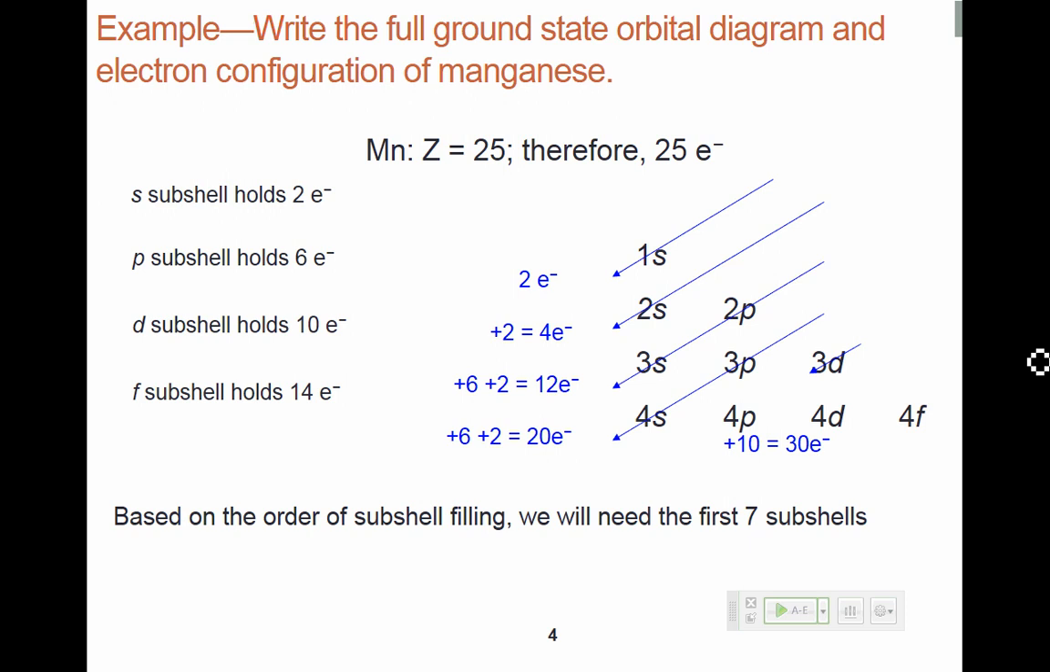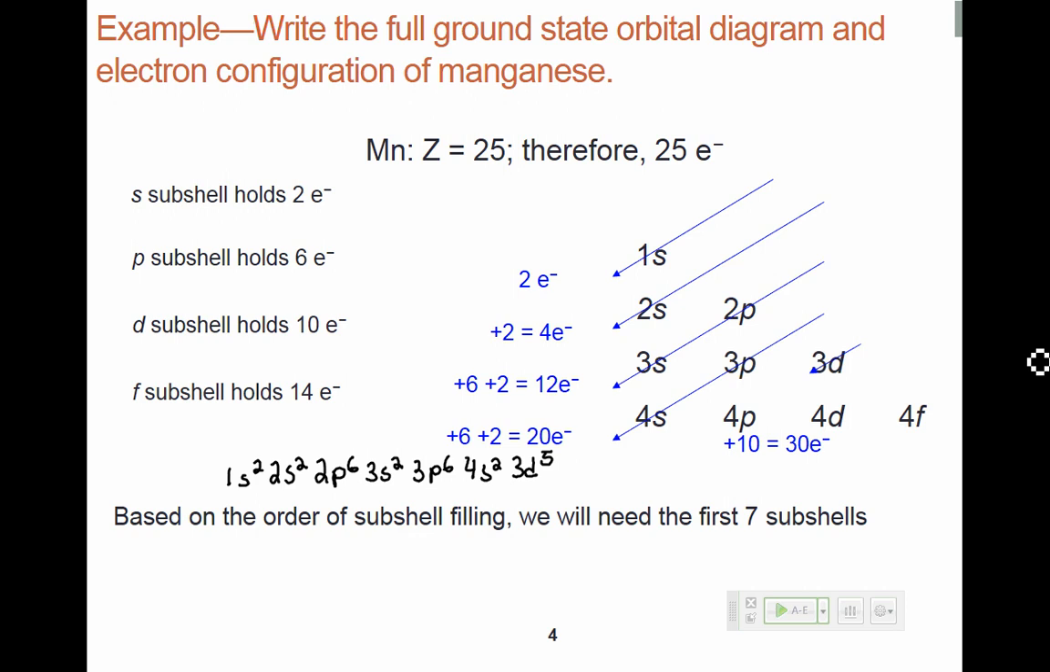So based on the order of subshell filling, what we need is the first 7 subshells. So what we have is 1s2, 2s2, 2p6, 3s2, 3p6, 4s2, and again at this point I'm only at 20 electrons, so now I have to go up to the 3d, but I have 5 electrons I need to put in it.